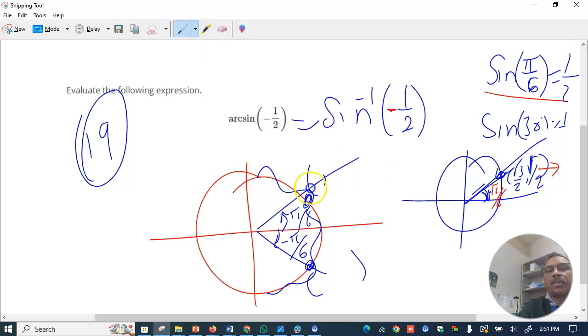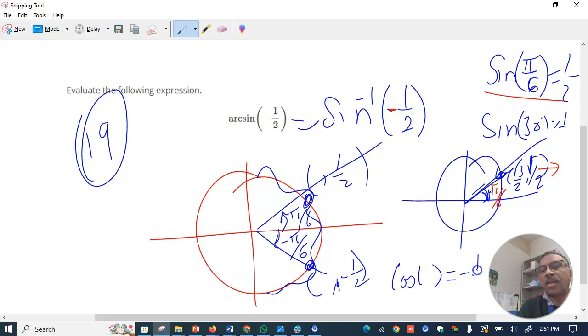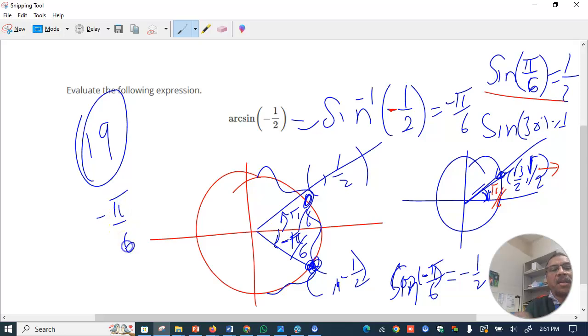So this is half here, and if you see at the bottom, the y output will be minus half, and that's the cosine of the angle. So cosine of the angle is minus half, because this is the fourth quadrant, and the angle is pi by 6. Sorry, sine here, sine of pi by 6. So the final answer for this has to be minus pi by 6.